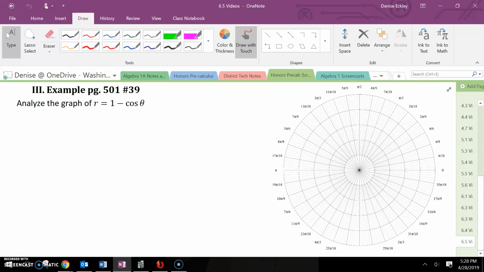Page 501, number 39, we are to analyze the graph of r equals 1 minus cosine theta. So this is in the family of the limaçon graphs, and because it's cosine, it's going to be oriented along what we would consider the x-axis or the polar axis. In this case, what we do know from its form is that a equals 1 and b equals 1. So then we can find the domain to be all real numbers.